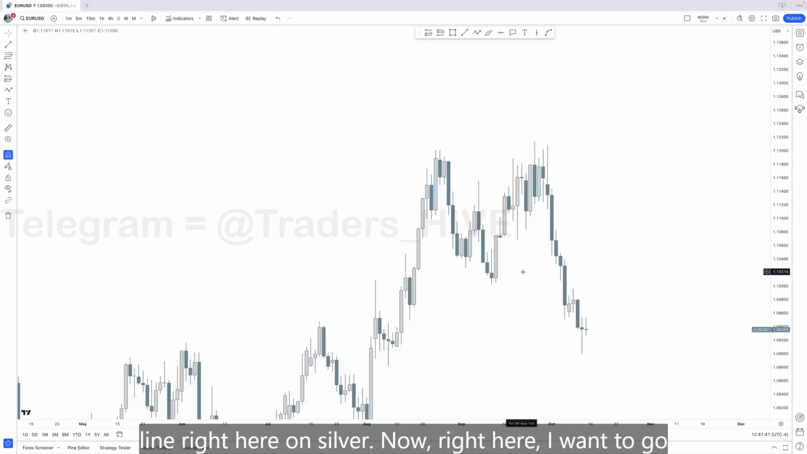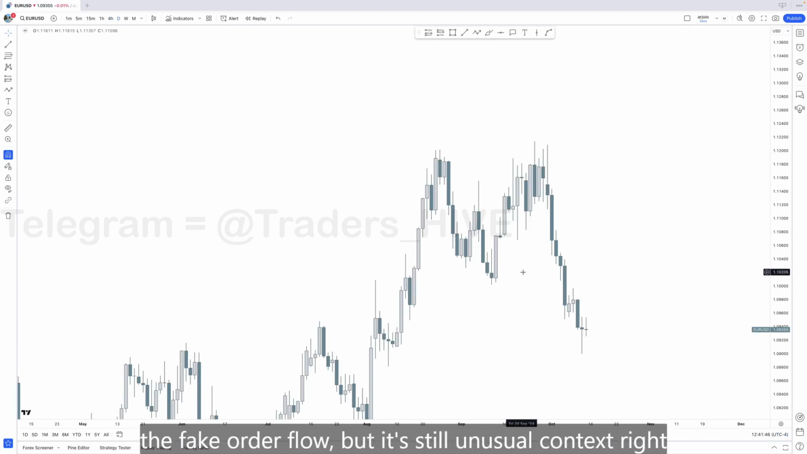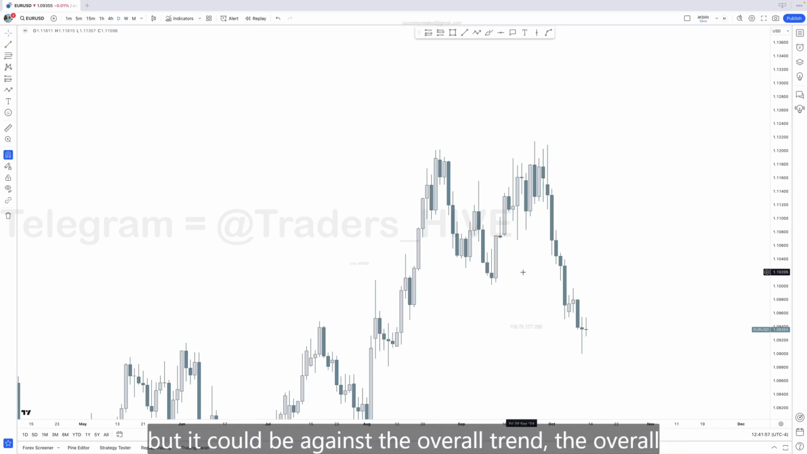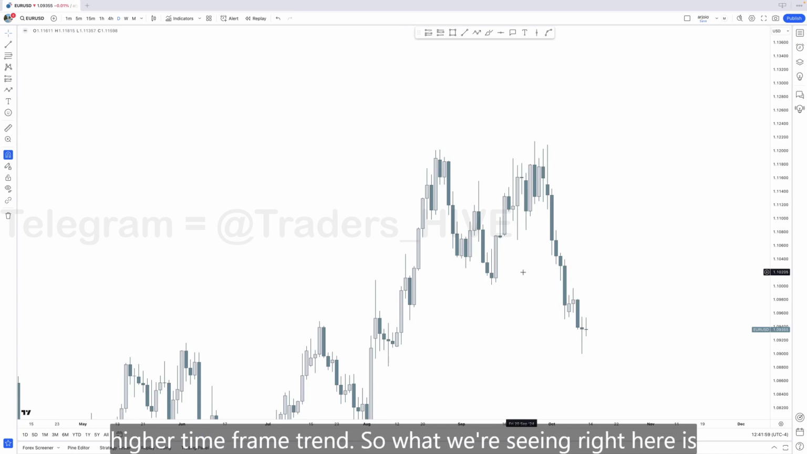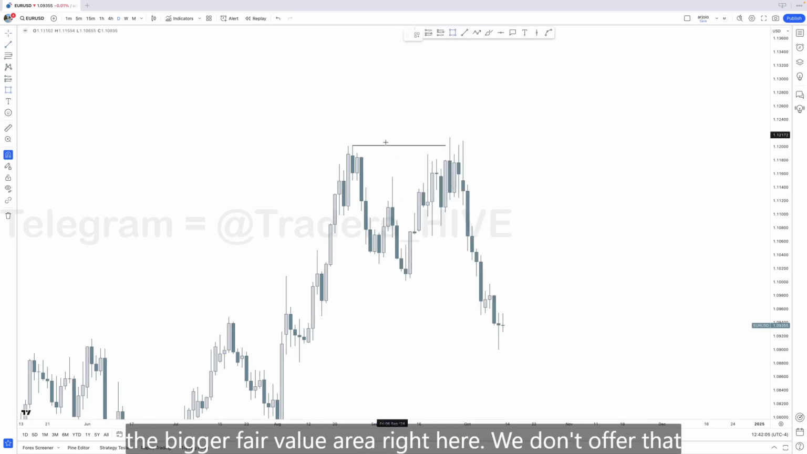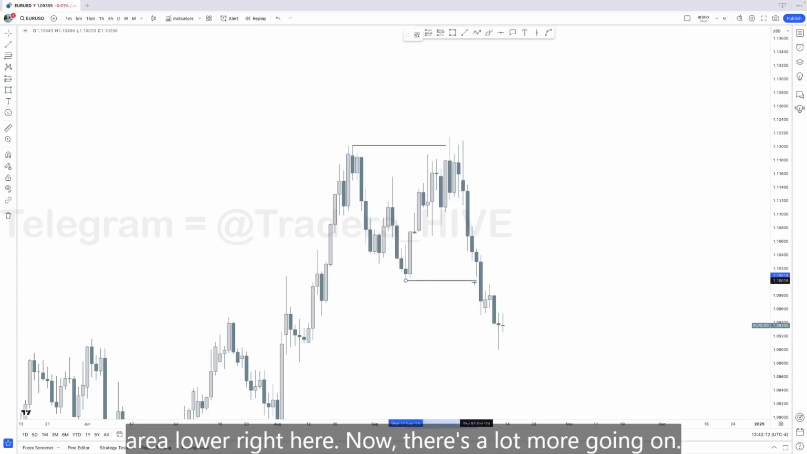Now, right here, I want to go over Euro US dollar, and I don't necessarily want to go over the fake order flow, but it's still unusual context right here. We could argue this is a little bit lower probability because there's still a clear higher time frame objective, but it could be against the overall higher time frame trend. So what we're seeing right here is that we have this sweep right there of that high. This is the bigger fair value area right here. We don't offer that fair value anymore, and we actually target the fair value area lower right here.